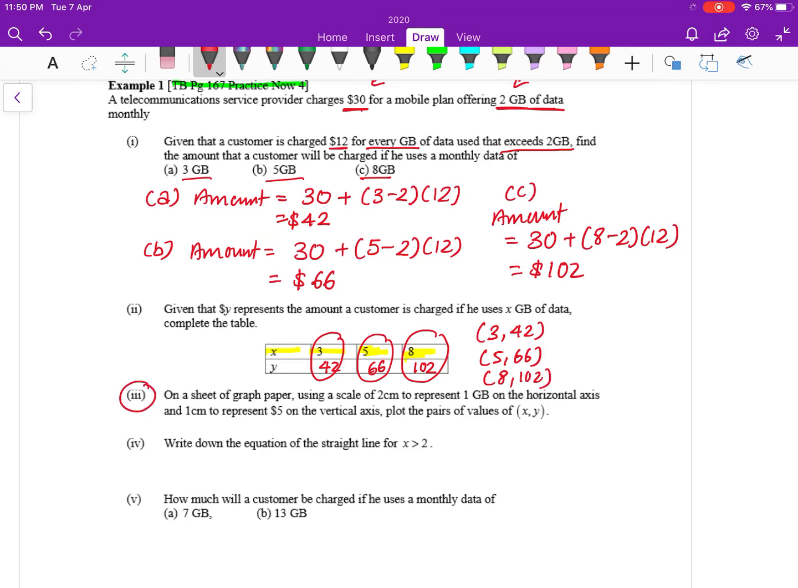Okay, in part 3, they say on a sheet of graph paper, so please pause the video, go and get a piece of graph paper. Using a scale of 2 cm to represent 1 GB on the horizontal axis. Last lesson, we went through how we use a scale of 2 cm to represent 1 GB on the horizontal axis, and 1 cm to represent $5 on the vertical axis. Plot the pairs of X, Y. It will take time, so please pause this video and go and plot.